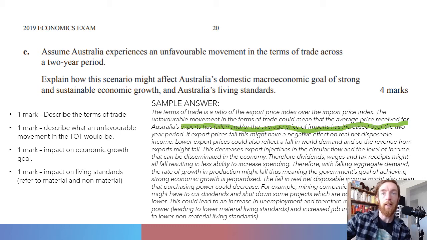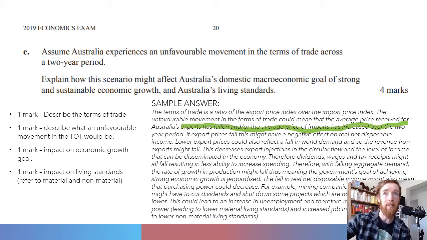This could also lead to an increase in unemployment and therefore a decrease in people's purchasing power, leading to lower material living standards, and increased job insecurity and stress levels, leading to non-material living standards decreasing as well. So that's really important at the end there for that last mark, mentioning both material and non-material.